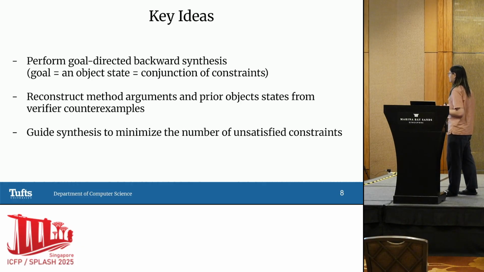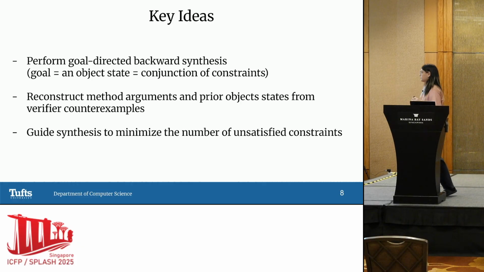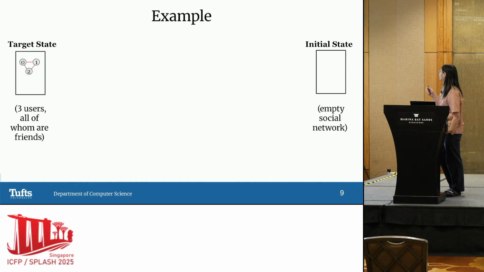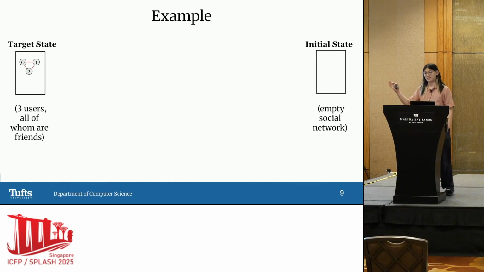We also guide the synthesis to minimize the number of unsatisfied constraints, where we introduce 2 distance metrics. I'll talk about that with a concrete example. So here's our example. We are still synthesizing the clique with 3 users.